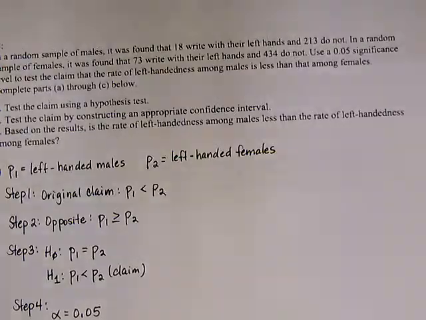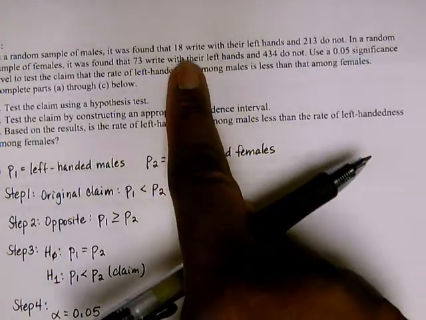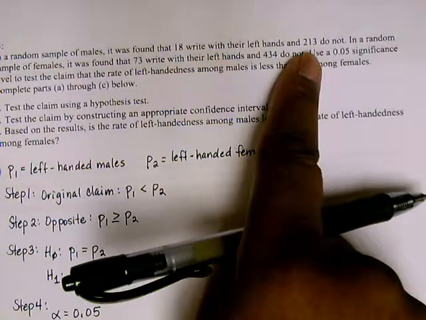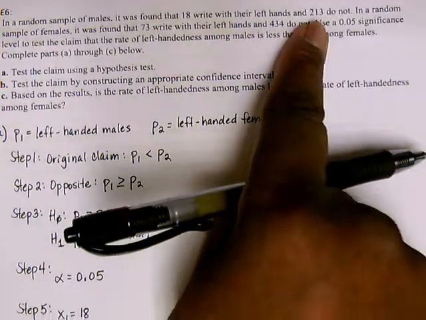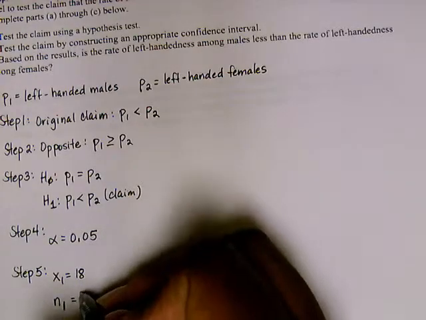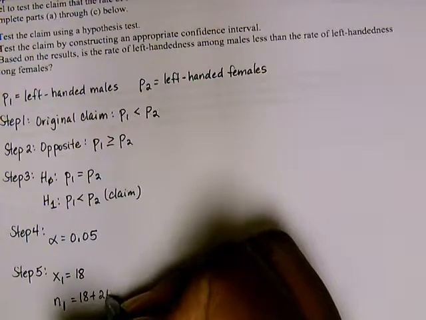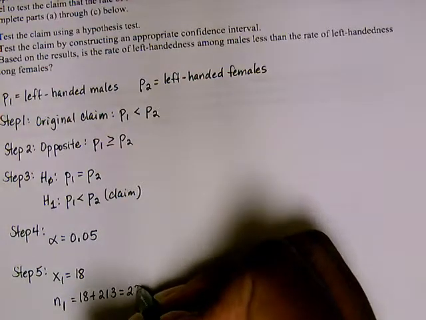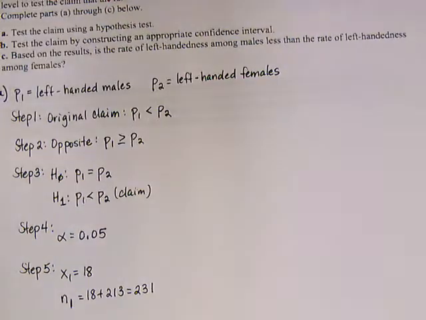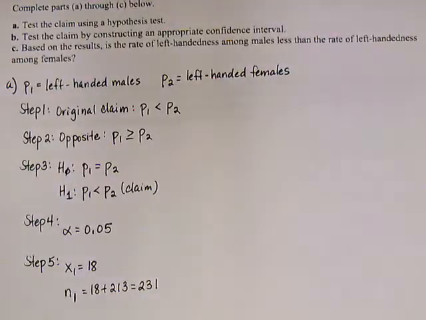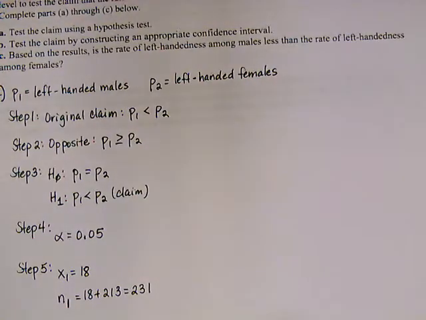But n1 is a little bit different because it says here 18 write with their left hands, 213 do not. And that's for a random sample of males. So we have to add the 18 to the 213, and you'll get 231. So that sample n1 for males is 231.